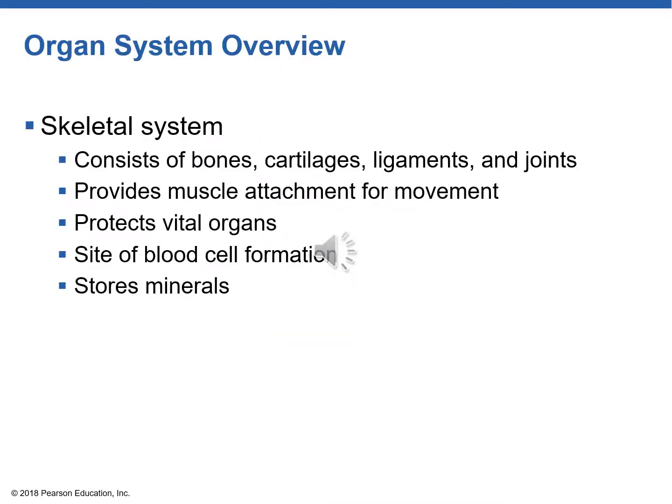The skeletal system is made up mostly of bones, but it also includes supportive structures like cartilage and ligaments and joints. And we know that our muscles attach to our skeleton to permit movement, and also that the skeletal system gives us structure. What would we look like without our skeletal system? We would be just little mud puddles. It protects our vital organs.